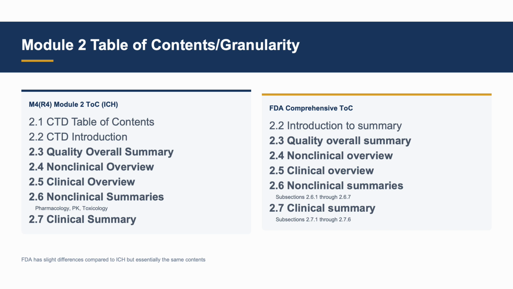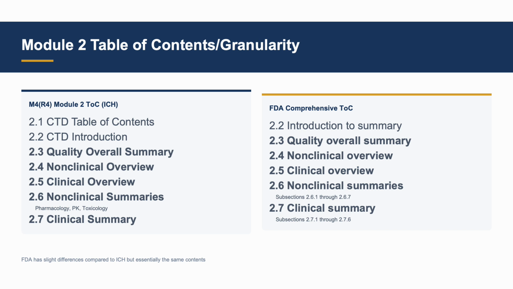The FDA's comprehensive table of contents provides more granular section numbering, particularly for Sections 2.6 and 2.7. For example, FDA explicitly numbers subsections 2.6.1 through 2.6.7 for the non-clinical summaries and 2.7.1 through 2.7.6 for the clinical summaries. This level of detail helps ensure consistent organization across submissions to the FDA.